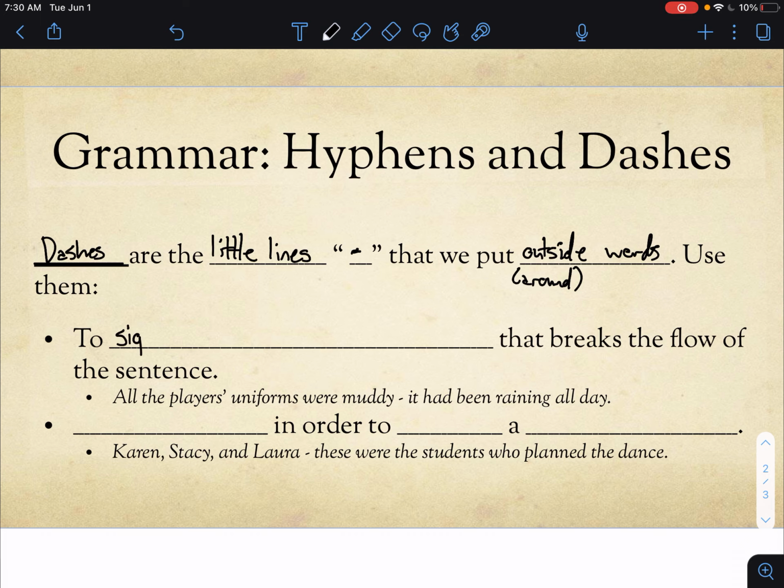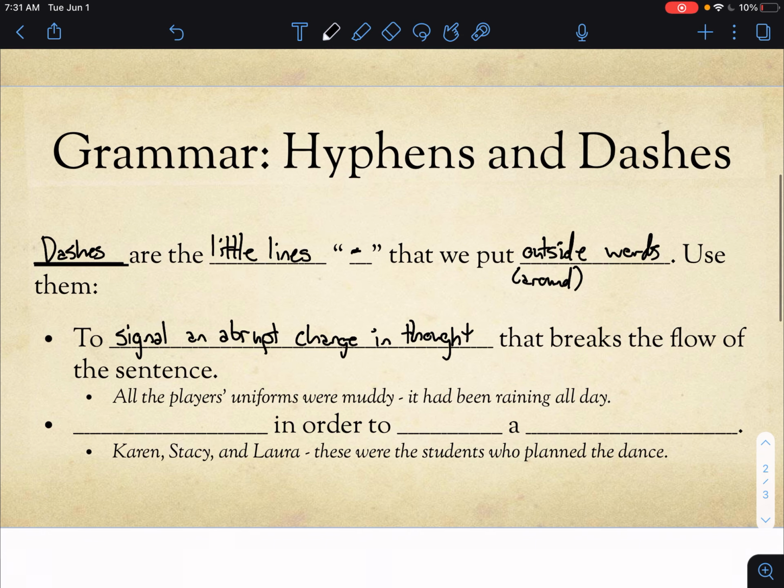The first one is to signal an abrupt change in thought. So we're saying, oh, hey, hold on, I've got this idea, I've got this thought that breaks the flow of the sentence. All the players' uniforms were muddy. It had been raining all day.